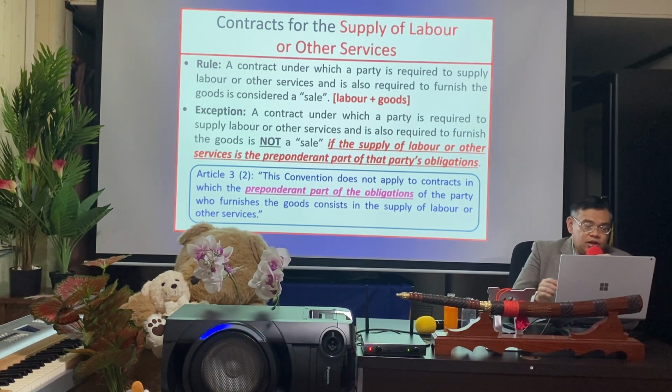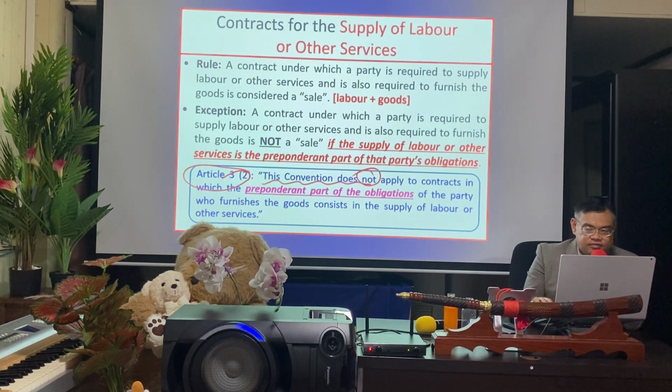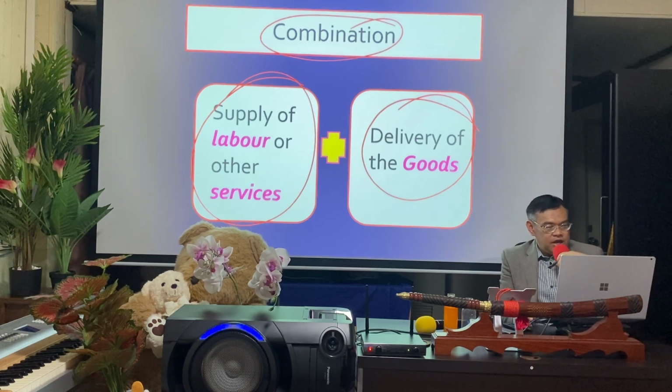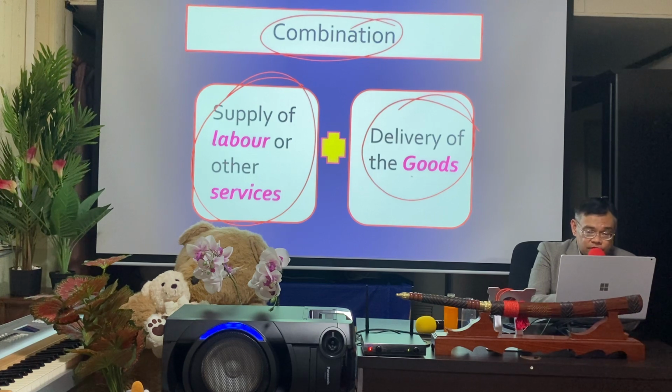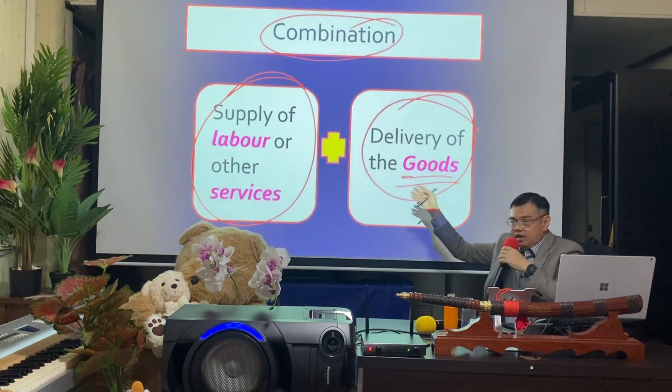Now let's have a look at what is said in the CISG, where we have the combination of the two like this. According to Article 3.2 of the CISG, this convention does not apply to contracts in which the preponderant part of the obligations of the party who furnishes the goods consists in the supply of labor or other services. That means that when we have a contract which is concerned with the combination between supply of labor or services and delivery of goods, we will have to compare the value between the two things here.